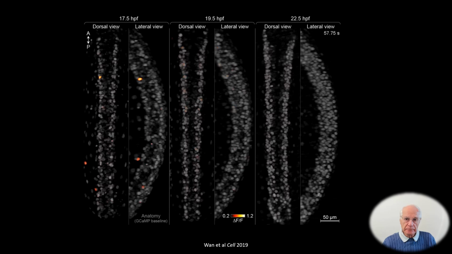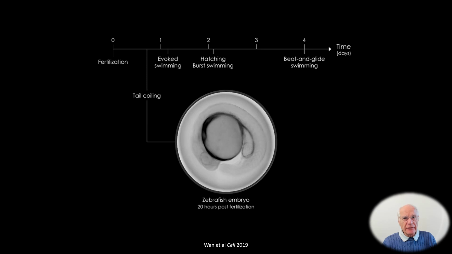Once the motor neurons innervate the muscles, the fish starts moving the tail. This developmental sequence underlies the locomotor behavior of all vertebrates, whether it is swimming in fishes, flying birds, or walking mammals.